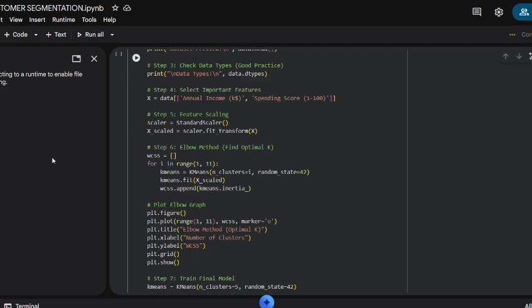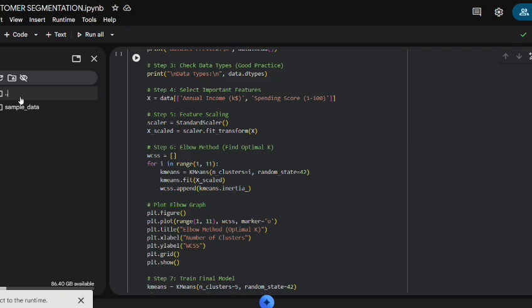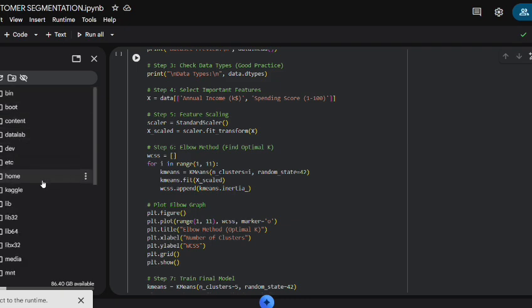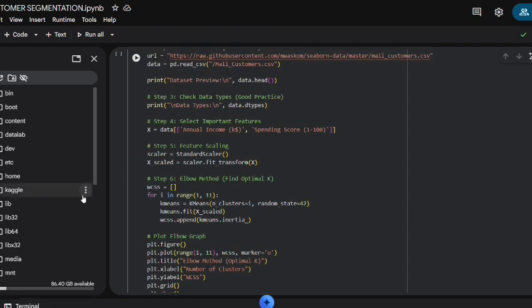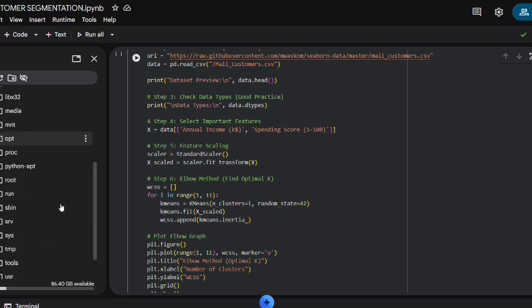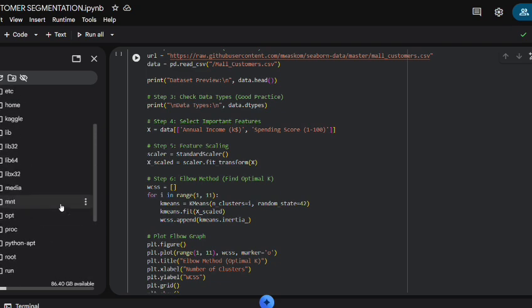Next, we apply the k-means clustering algorithm. The algorithm works in an iterative manner. First, it randomly initializes cluster centroids. Then, it assigns each data point to the nearest centroid using Euclidean distance. After that, it recalculates the centroids based on the mean of the assigned points. This process continues until the centroids no longer change significantly, which is called convergence.